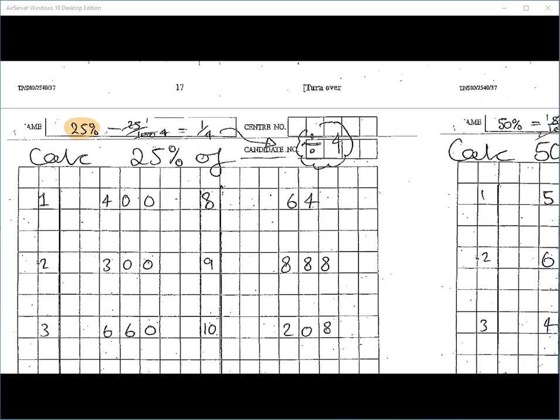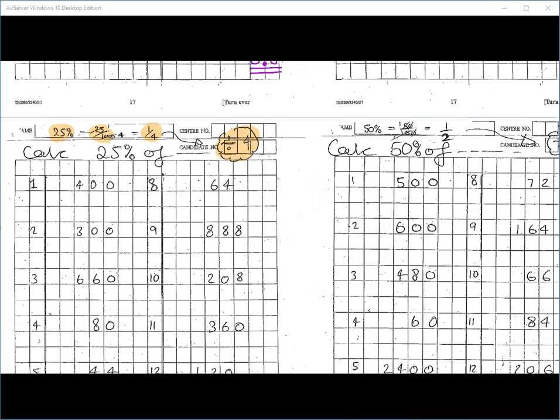So what's 25%? When we say 25%, what are we talking about? 25 over what? 100. Okay, lovely. 25% means 25 per 100. And if we cancel that down, what do we get from 25%? A quarter. And how do we work out a quarter? Divided by 4. Lovely. Okay, fantastic.